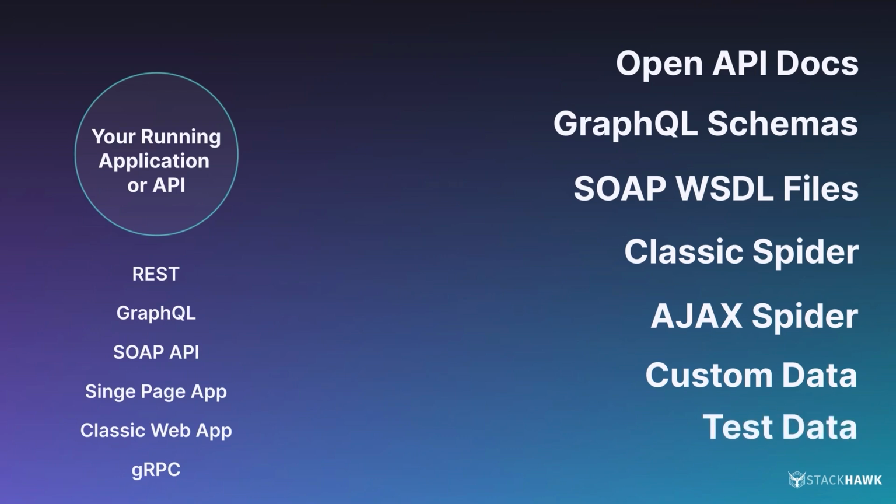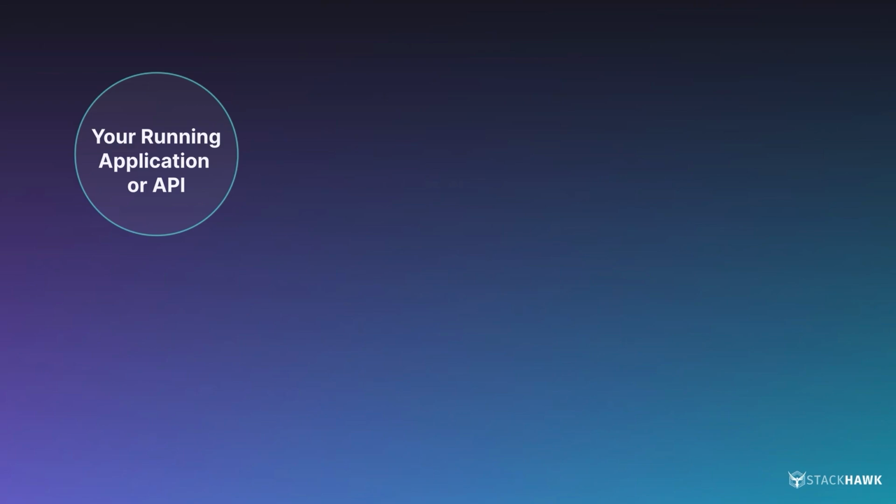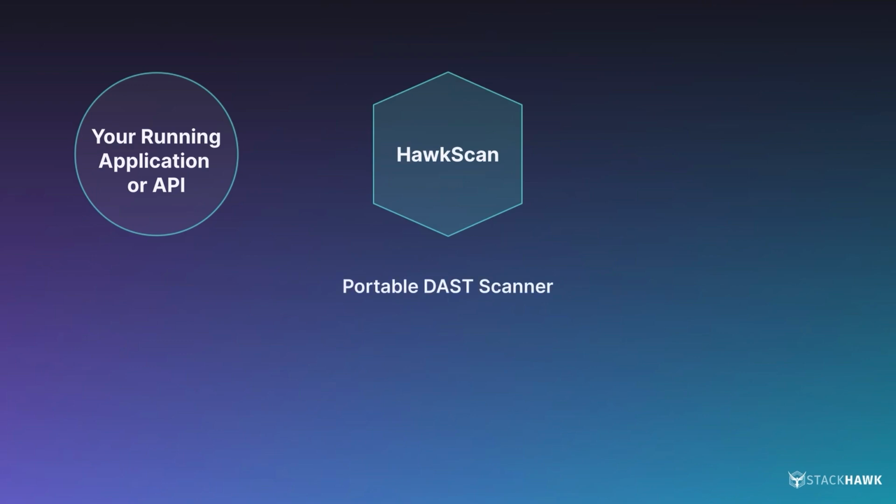And if you have test data from dev tools such as Postman collections or Selenium scripts, you can use those to discover known paths as well. Next, let's talk about our scanner, HawkScan. HawkScan is portable and built for automation. It runs on Mac, Windows, and Linux, and is optionally delivered as a container image.